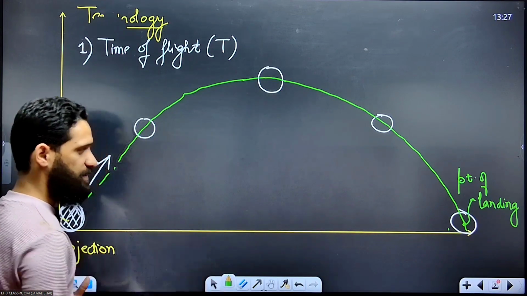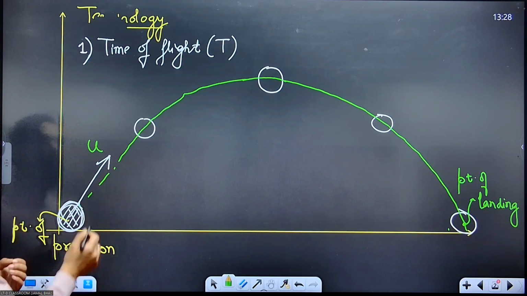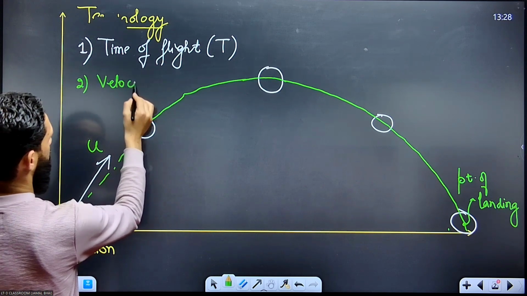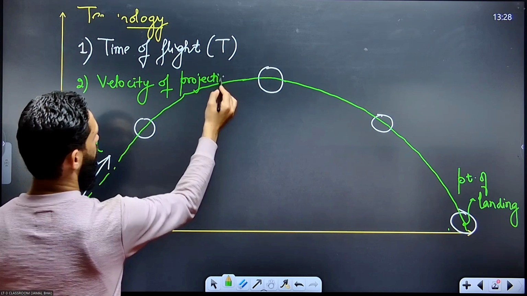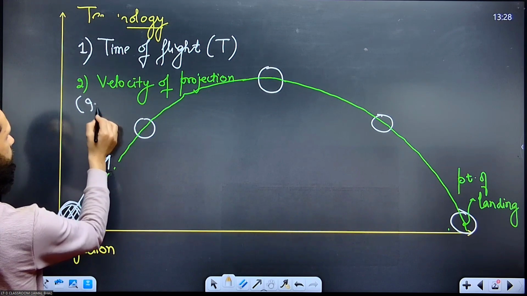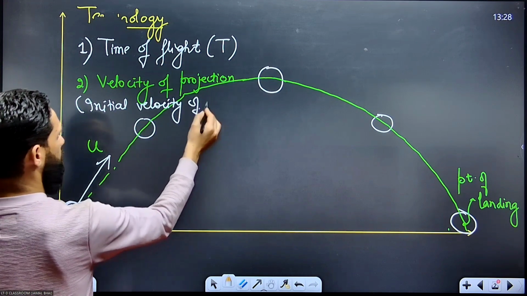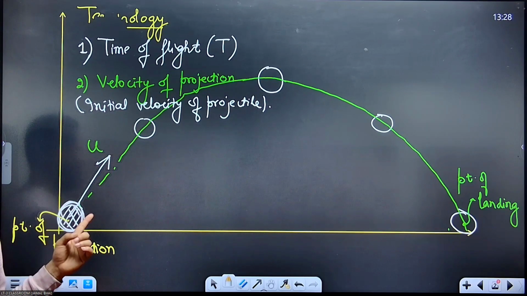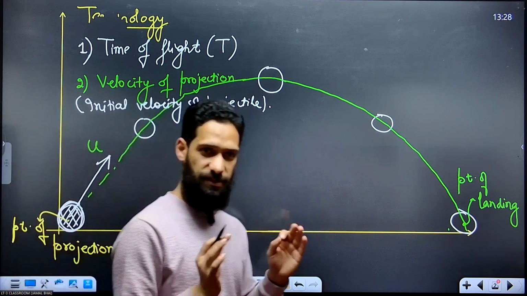One more term which will come here is the velocity of projection. We denote it with small u. We also call it by one more name, the initial velocity of projectile. So we will find that this u with which the body is initially fired is called the initial velocity of the projectile.